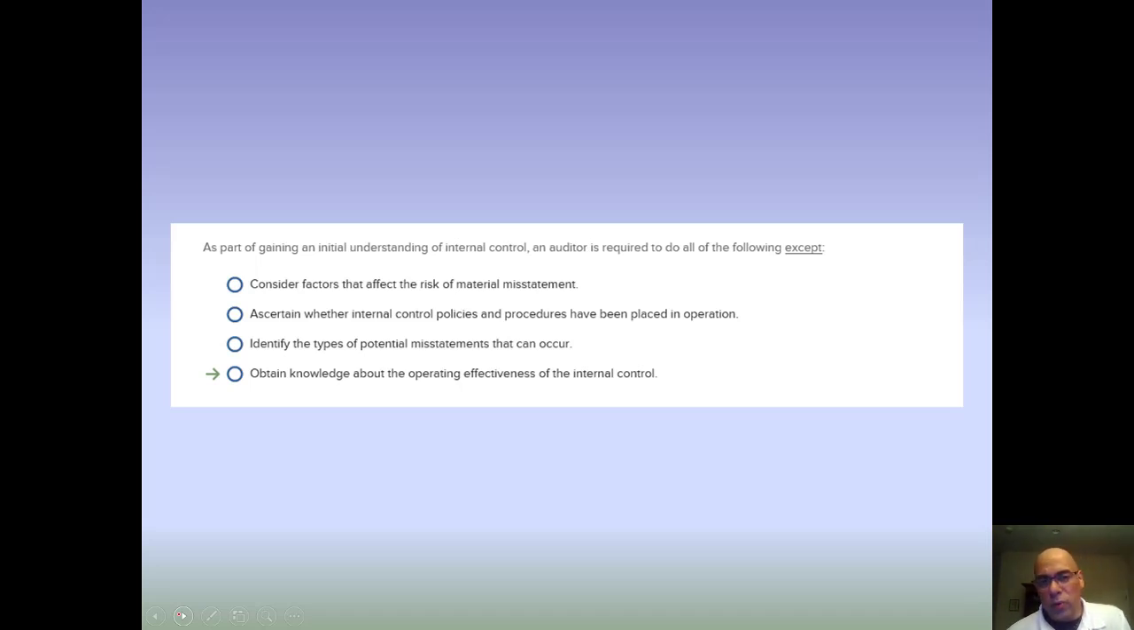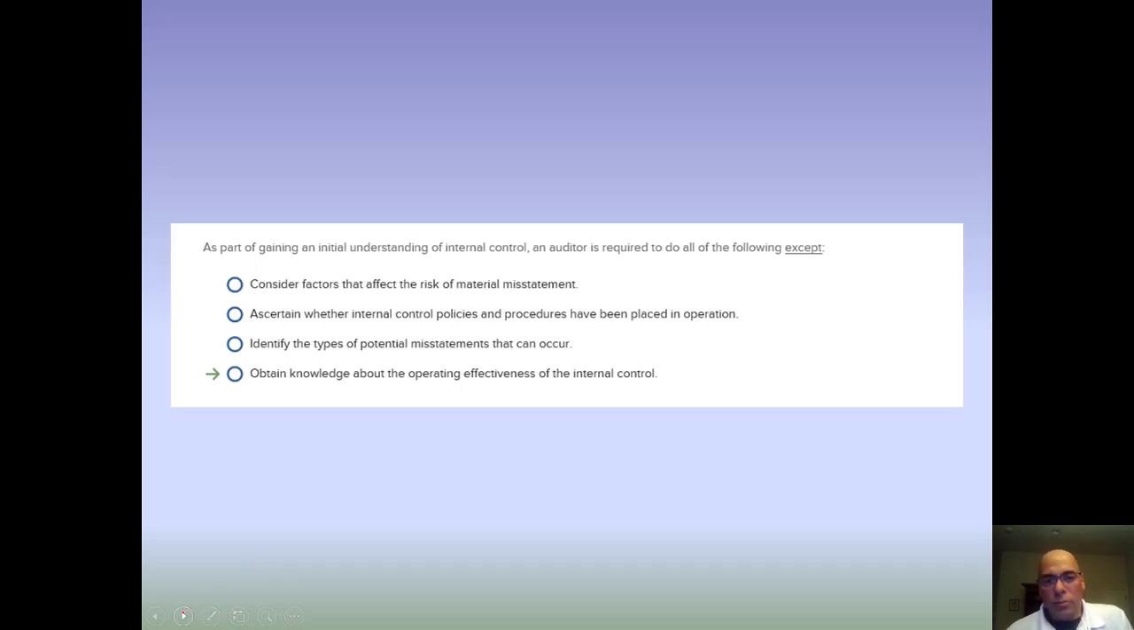The questions clearly expect that the auditor will have a clear understanding of the differences between those two phases, one obtaining the understanding, the other testing the operating effectiveness.